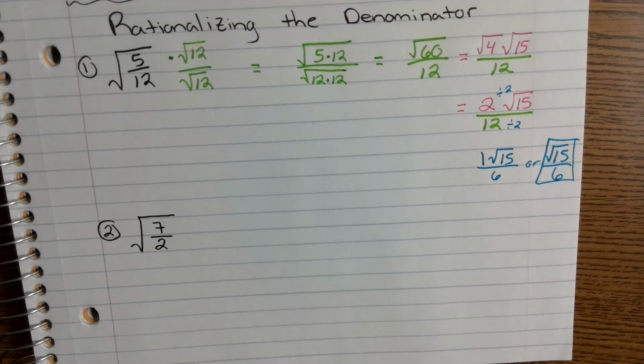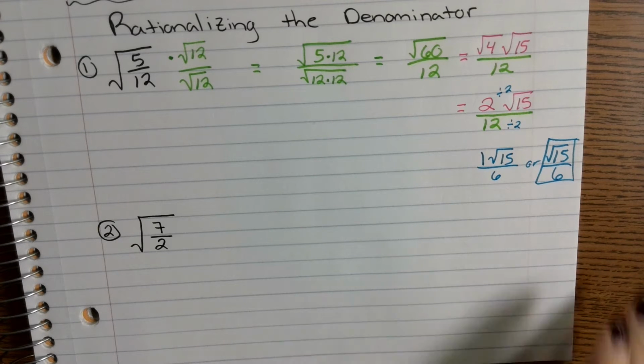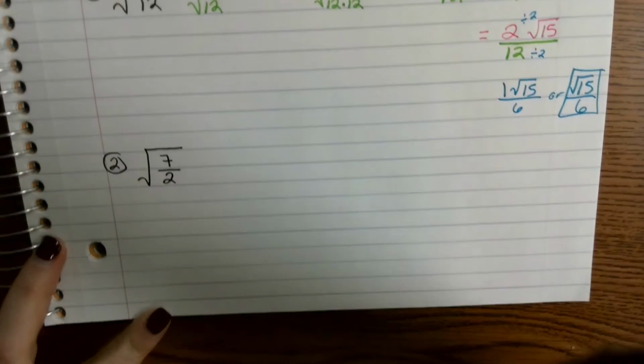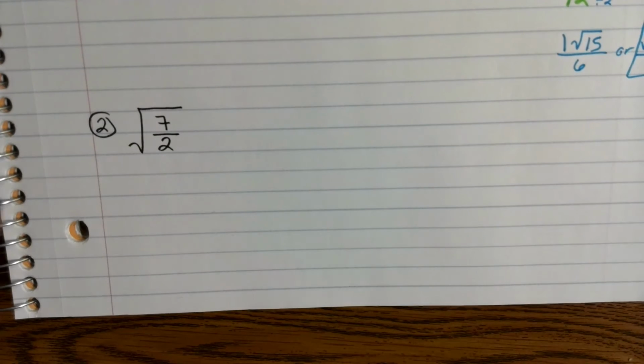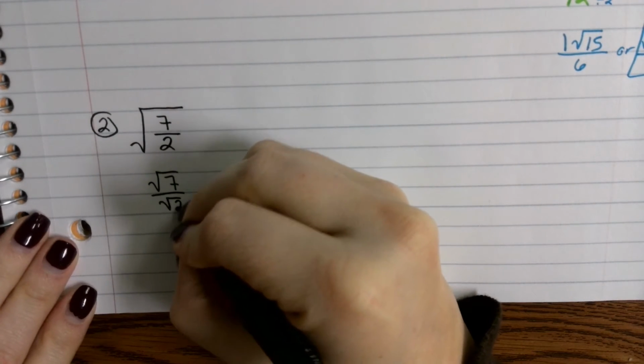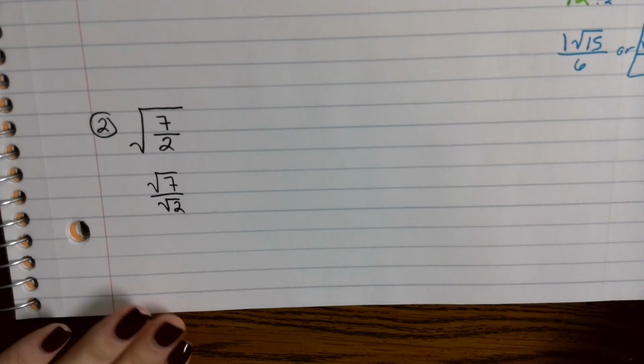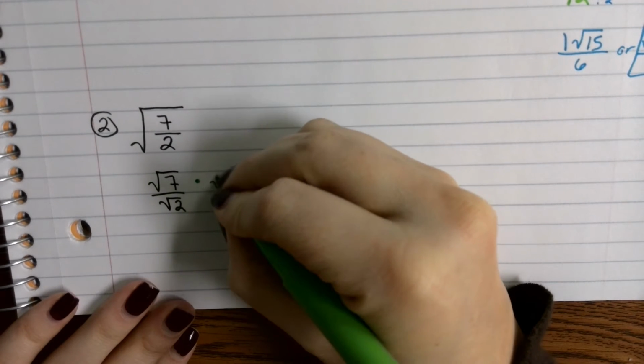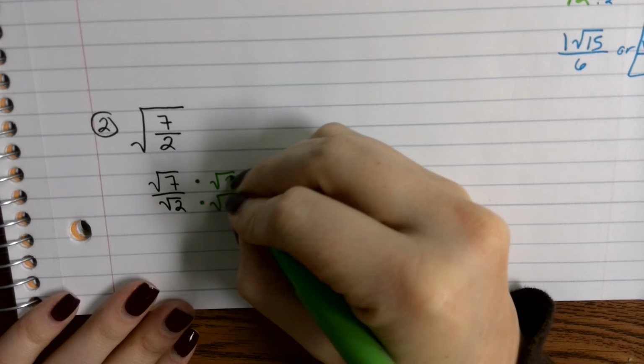All right, what did you guys get? Jimmy? Very good. Square root of 14 over 2. So all you're going to do here, again, 7 over 2 cannot be simplified, so you just break it apart. This is basically square root of 7 over the square root of 2. You're just going to multiply both the numerator and the denominator by the square root of 2.